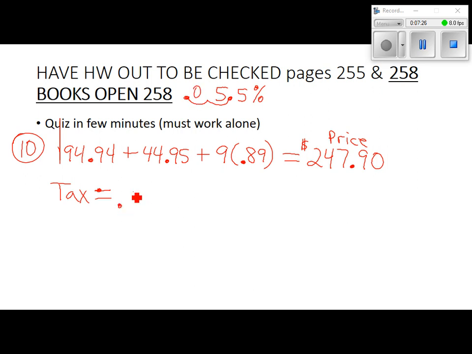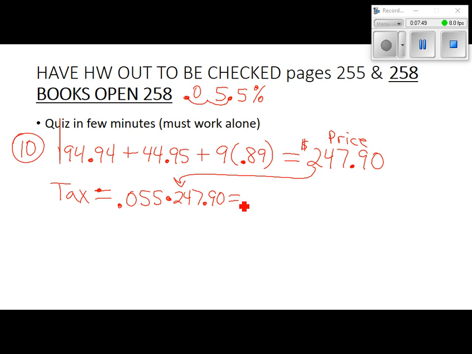So 0.055 times this answer right here, 247.90. And I'll tell you right now, one of the questions on the quiz is asking you for the tax. Then the other one is asking for the total selling price.